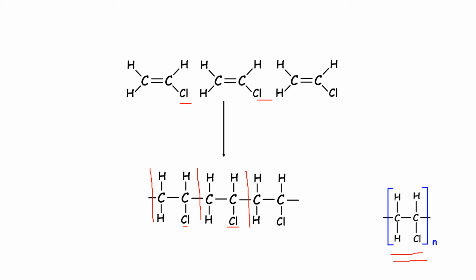Now you can notice the repeating unit is the same as the monomer. The only difference is they don't have a double bond here, because we've got no double bond in your polymer unit. So we've got no double bond in the repeating unit. Put a little square bracket around it, and then we put an n on the bottom right hand side. And this is because this repeating unit is repeated any number of times.